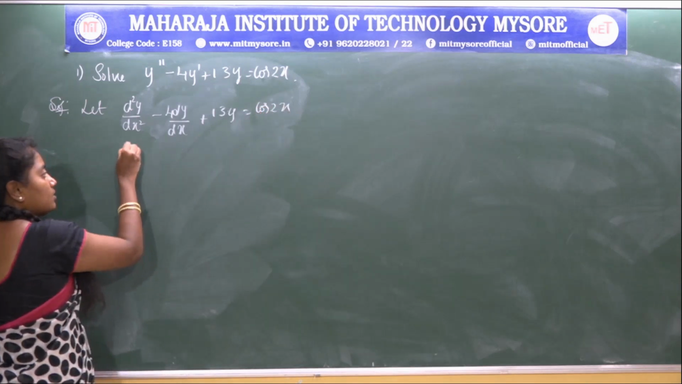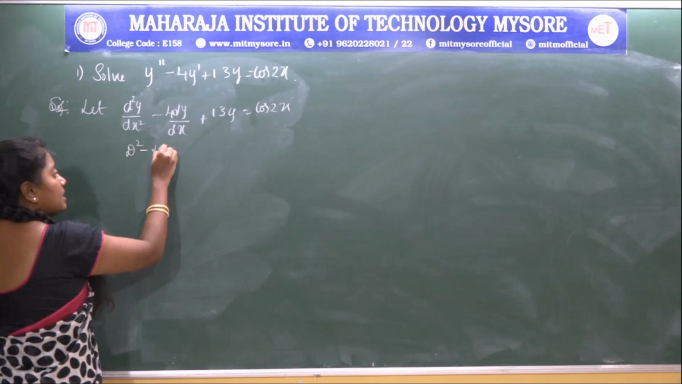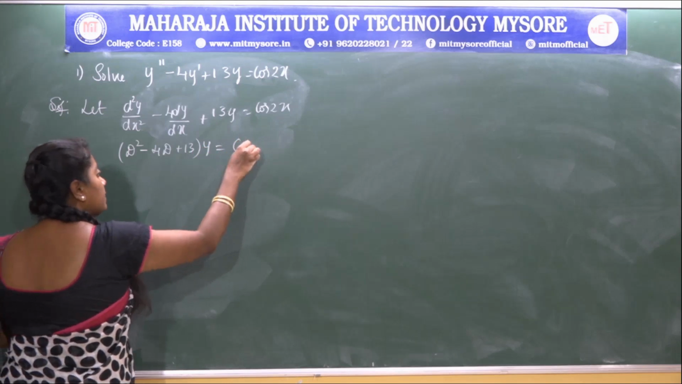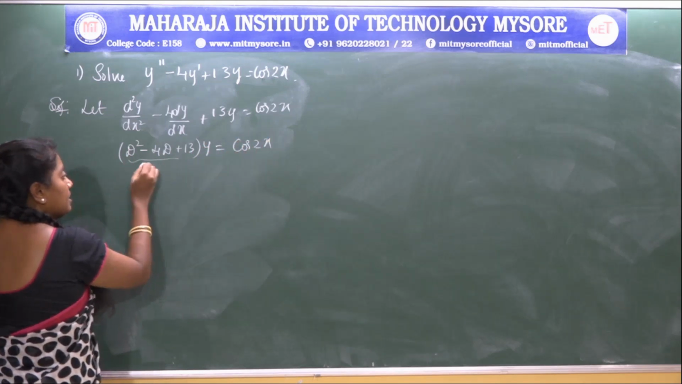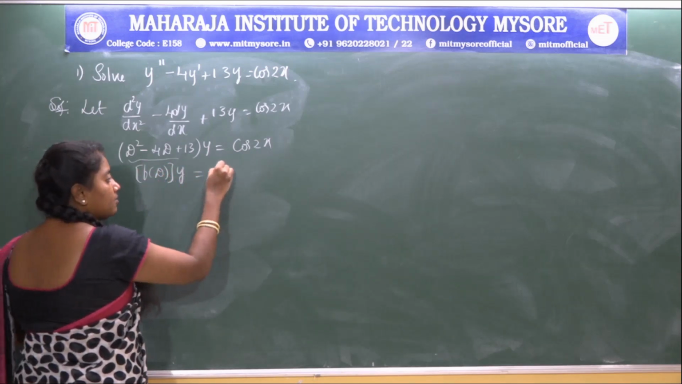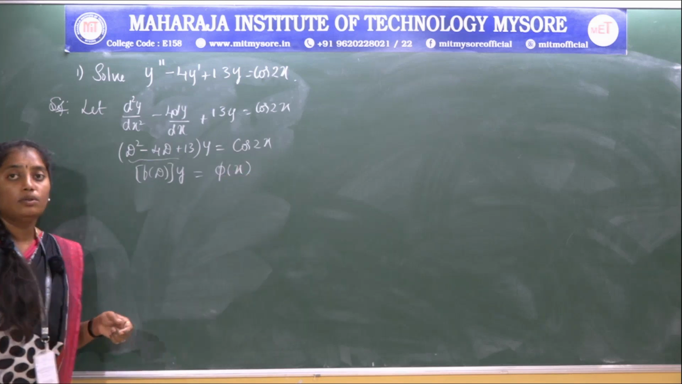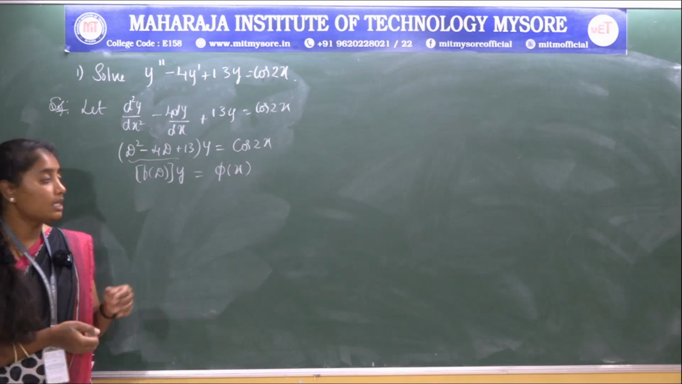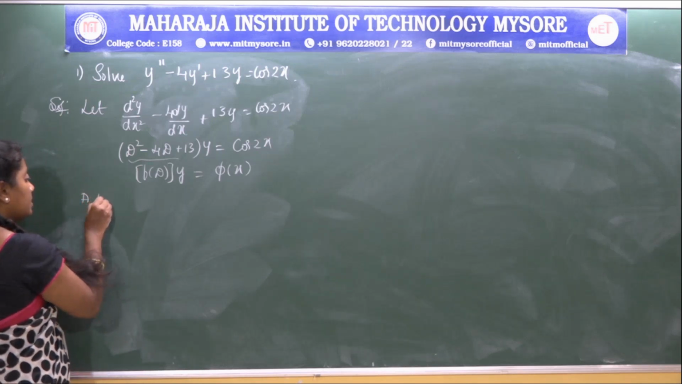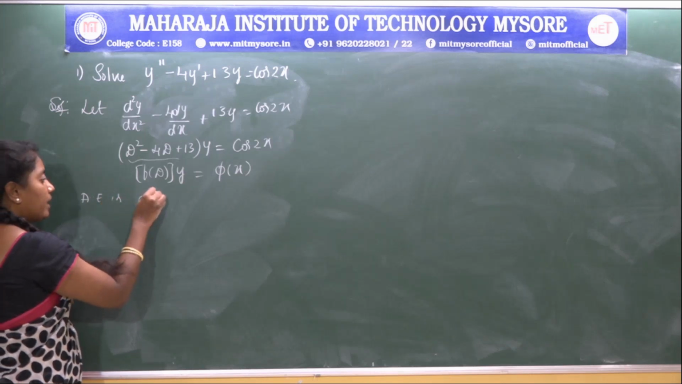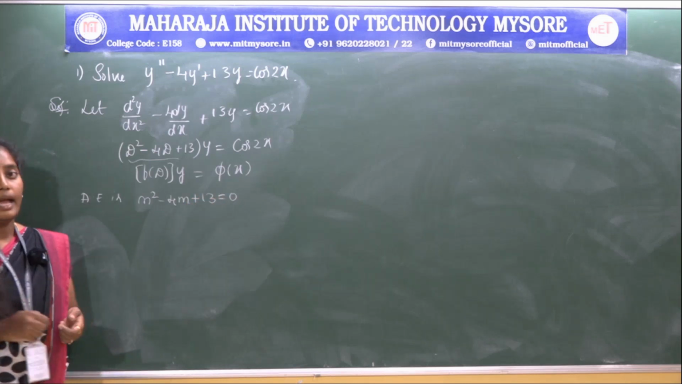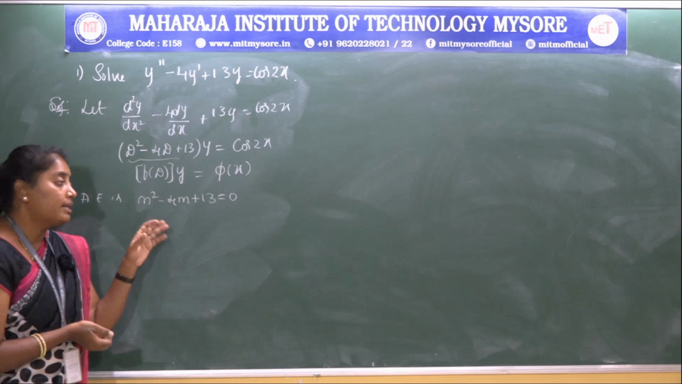This equation can also be written as d square minus 4d plus 13 of y is equal to cos 2x, and this element is a function of the differential operator d, f of d of y is equal to phi of x is equal to cos 2x. To find the solution of this equation, first we have to find the auxiliary equation. The auxiliary equation is m square minus 4m plus 13 equal to 0, and the obtained equation is a quadratic equation.